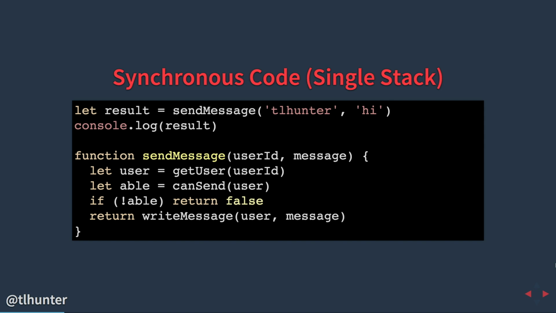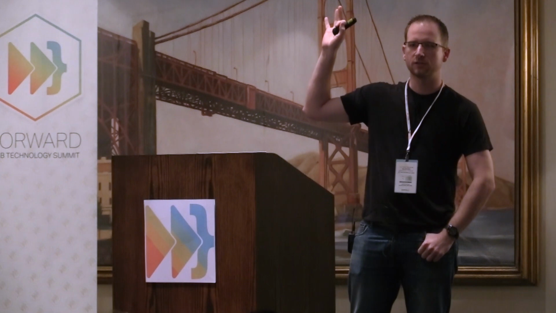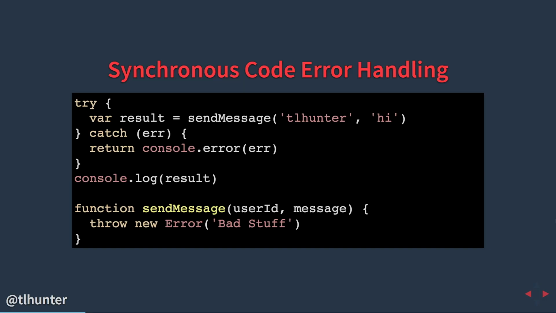When we have to handle errors with synchronous code, what we do is wrap these function calls in try-catch blocks. Has everybody written try-catches before? Just checking. Most of us. So you wrap your function call in a try-catch. Within the actual function itself, you're able to throw an error, and that error gets caught in the calling environment. In this case, our sendMessage throws the error, some bad stuff happened. That triggers the catch block, and we log to console.error instead of running our normal console.log afterwards.